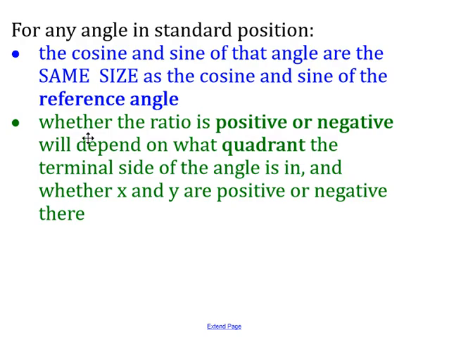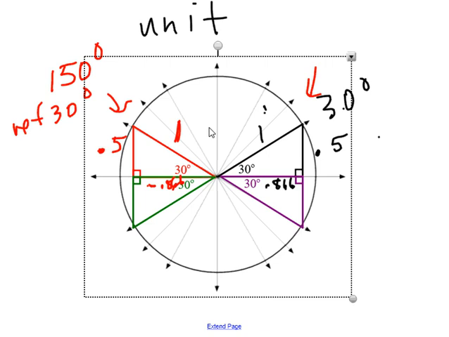That was where we landed. For any angle in standard position, the cosine and the sine are the same size as the cosine and sine of the reference angle. What changes is that it could be a positive or negative ratio depending on what quadrant the terminal side of the angle is in. The terminal side of 150 goes from here to here. It ends right here. We're in quadrant 2, and anytime I'm over here, my sine ratio will be positive because my y will always be positive, and the cosine ratio will always be negative because the x coordinate, or the adjacent side, will be negative.